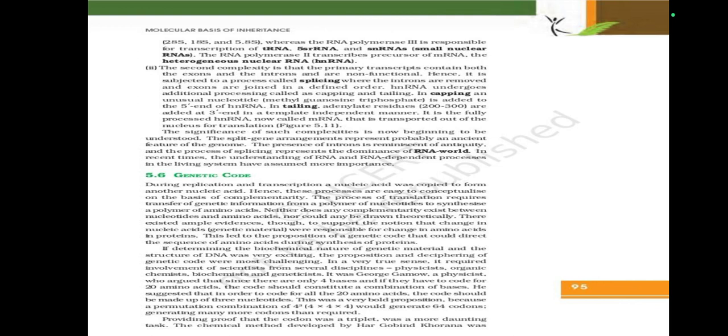Generating many more codons than required, providing proof that the codon was a triplet, was a more daunting task. The chemical method developed by Har Gobind Khorana was instrumental in synthesizing RNA molecules with defined combinations of bases, homopolymers and copolymers. Marshall Nirenberg's cell-free system for protein synthesis finally helped the code to be deciphered.